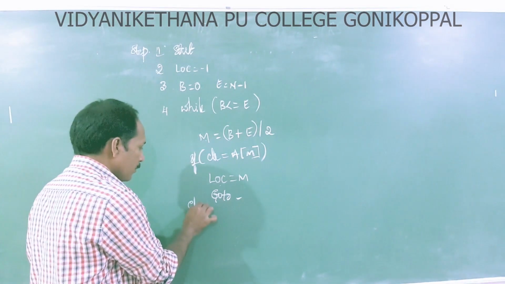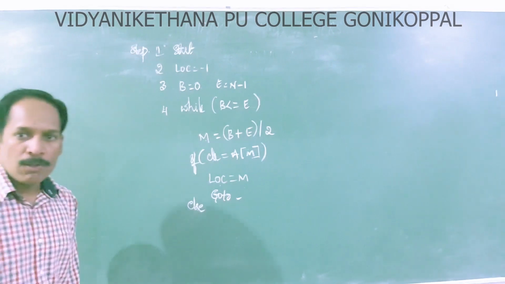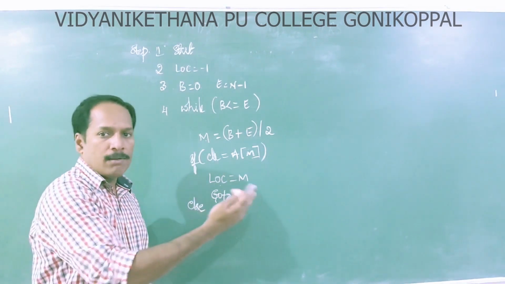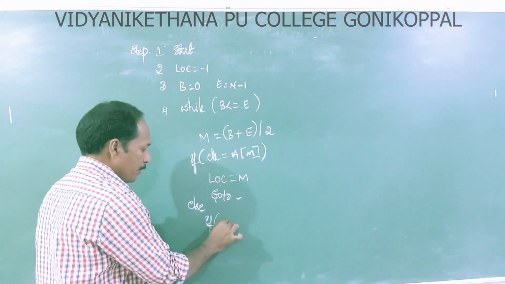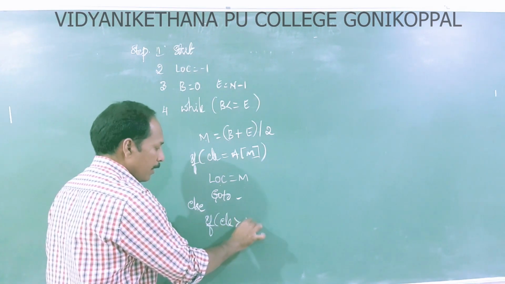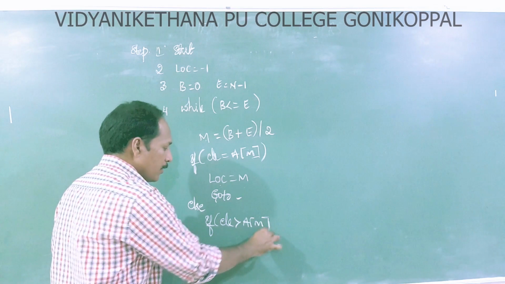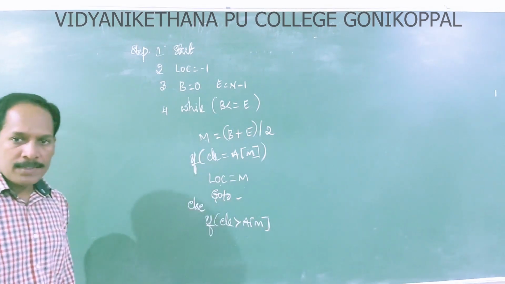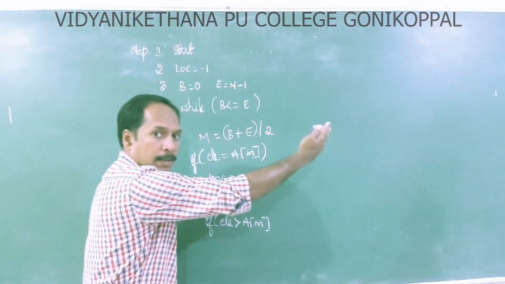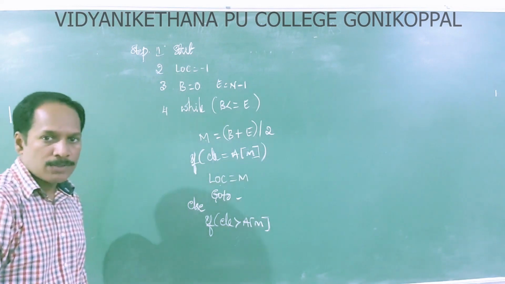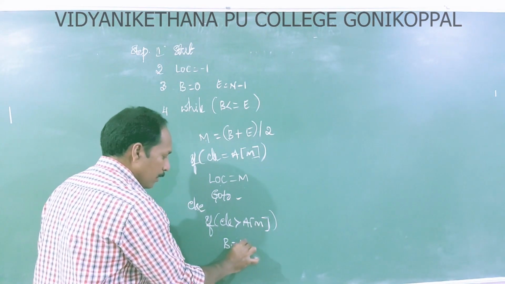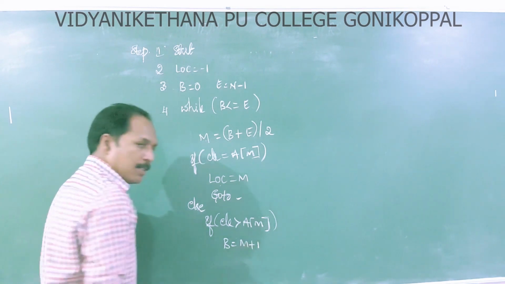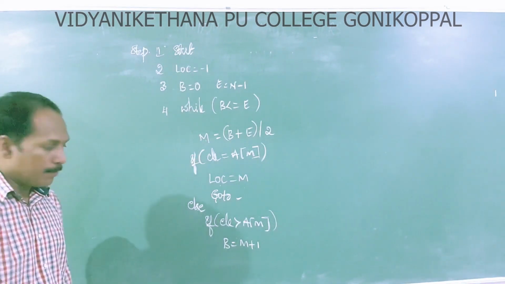Otherwise, what are the possibilities? As I already told, it may be greater than or less than. If the element you are looking for is greater than a of m, then if it exists, it must be to the right of the current element. So we change the new beginning to m plus 1. Here m is the present element.